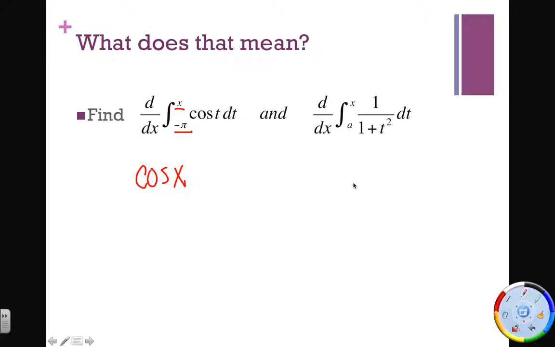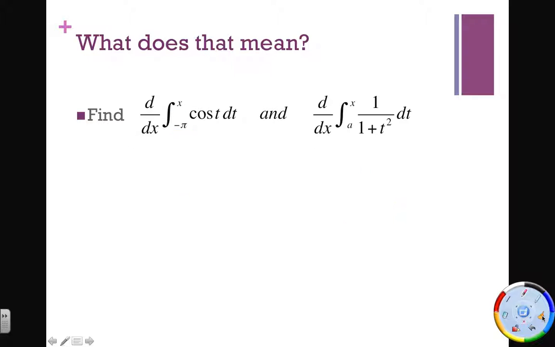Well, the other case is just super easy too, because if I start at some value a, we're assuming that this is continuous on values from a to b already. Well, that just means this is just 1 over 1 plus x squared. And you're thinking again to yourself, this is too easy. And you're right, it is.